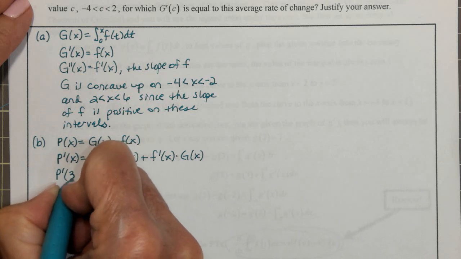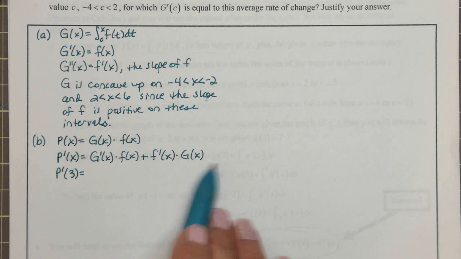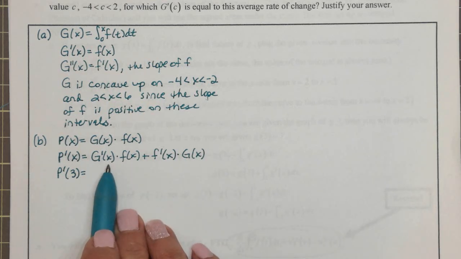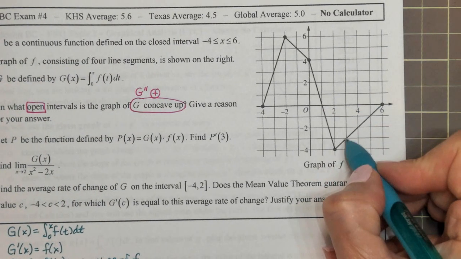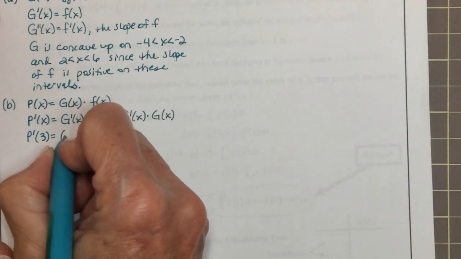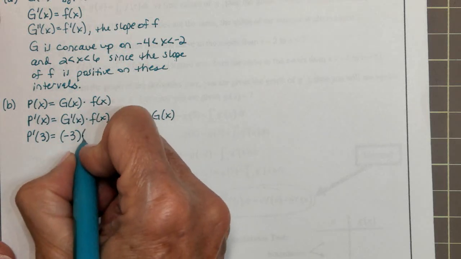Now let's find P prime of 3. I'm putting 3 in for all the X's. G prime of 3. Well, G prime of 3 is F of 3. So F of 3 is -3. So that is -3 times F of 3. Well, it's still -3.